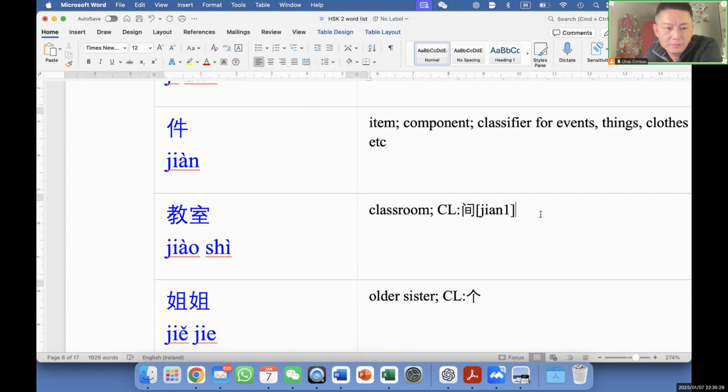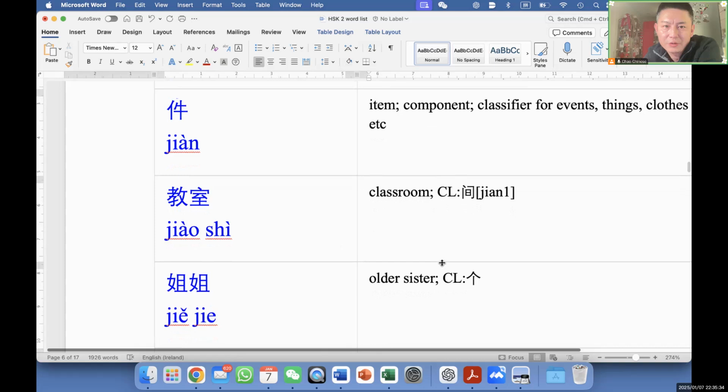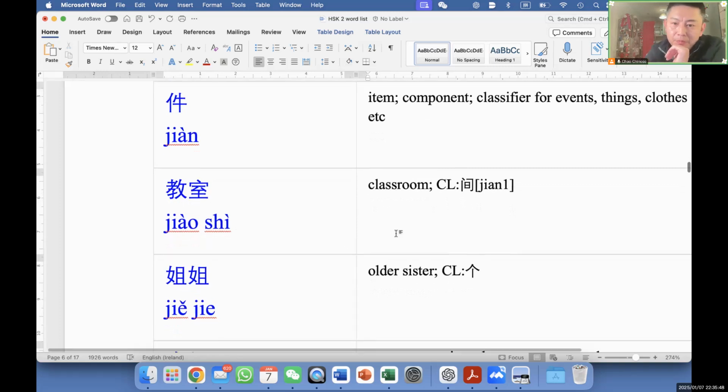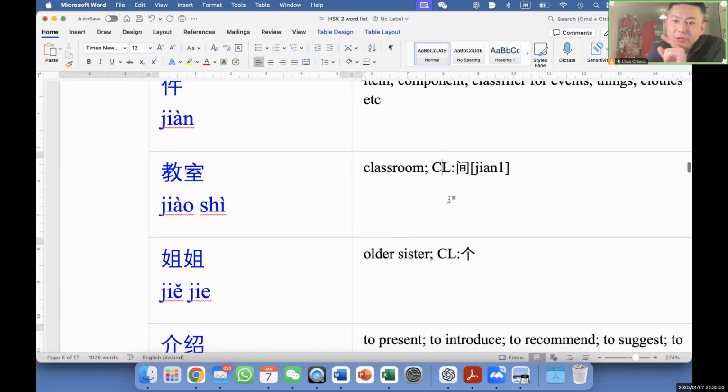教室. This 教 has two pronunciations. One is 教, to teach. 我教你们汉语, I teach you Chinese. And when you put it together with the word 室, which means room, then you have a classroom. 一间教室, a room of classroom.